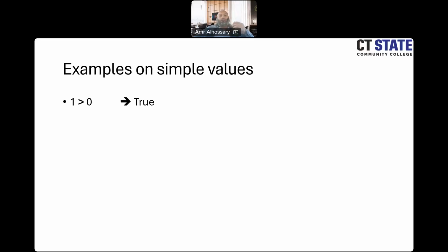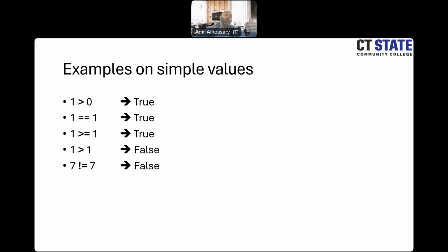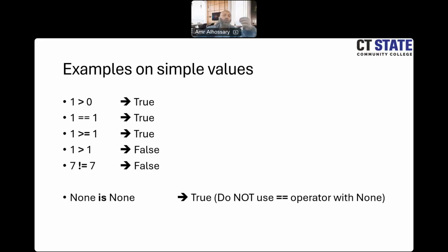So, some simple values. We have the expression 1 greater than 0. This is true. 1 equals 1 is also true. 1 greater than or equal to 1 is true. 1 greater than 1 is not true, so it's false. 7 doesn't equal 7 is, of course, false.